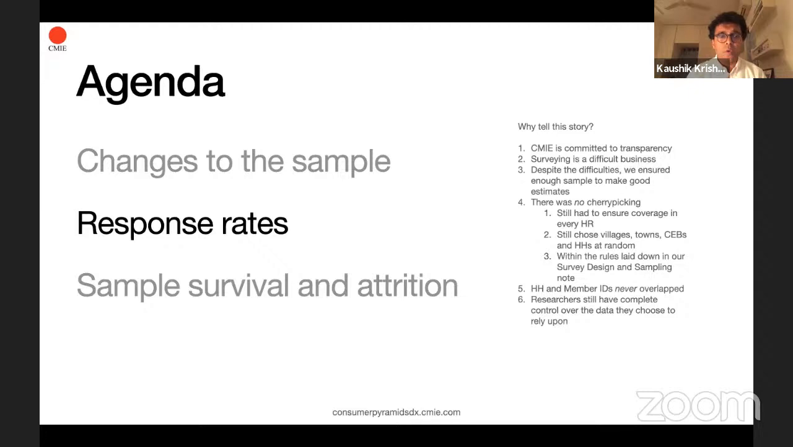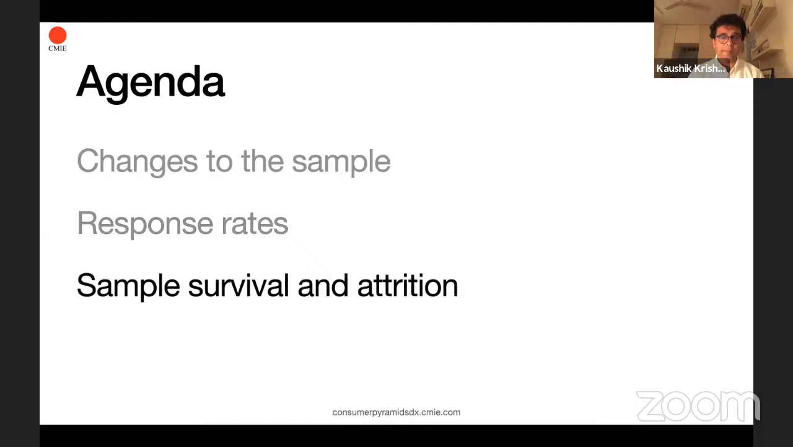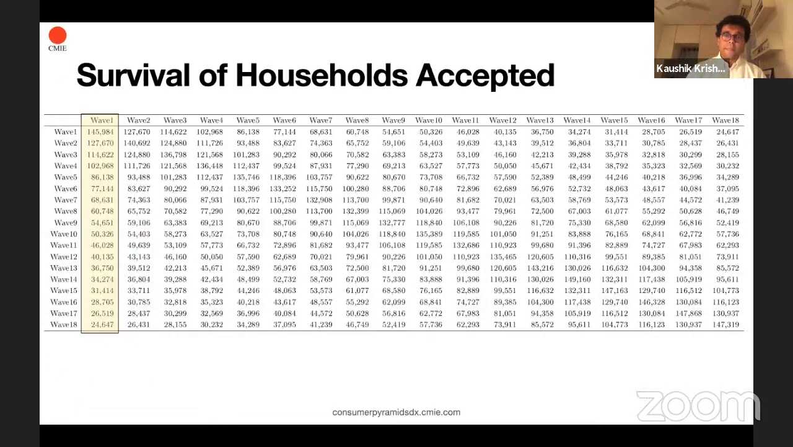I want to move now to sample survival and attrition. Okay, now here, the best way to show this to you is through tables. And tables can be difficult to read and even more difficult to explain. So I'm not going to try and explain everything. I'm referring to tables that are in this very document, but I want to show all of you how you can read it and how you can navigate these tables.